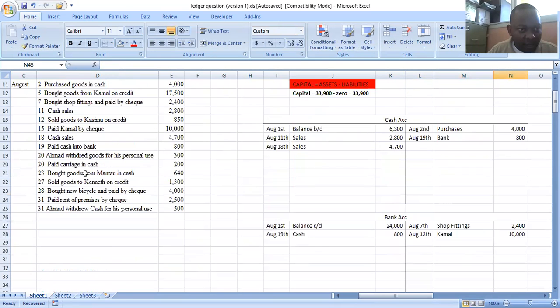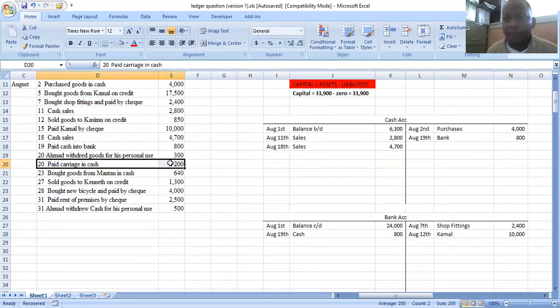We proceed to the other transaction. 20th, paid carriage in cash. Carriage is a transport expense, so carriage is an expense. The two accounts here are carriage and cash. Carriage is an expense, cash is an asset. So we are incurring more expenses. Whenever an expense is going up, we're supposed to debit. So debit carriage account, and then cash account will be going down. It will be decreasing to pay for the carriage. So we credit cash account.